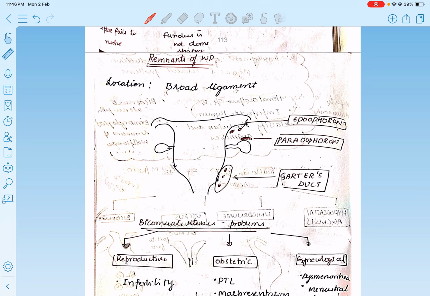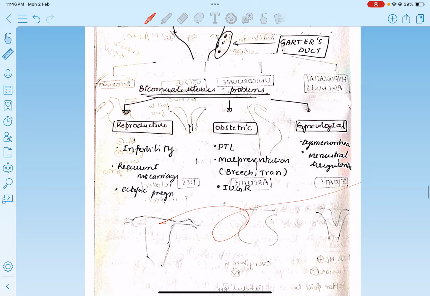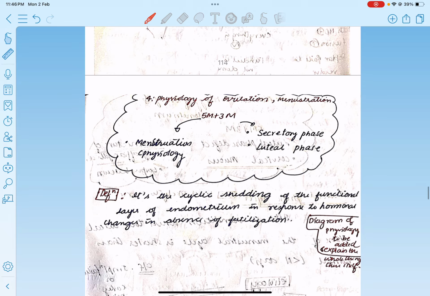Then these are the remnants of the Wolffian duct. This is an important 3 marker which you can remember. That is paroophoron, epoophoron, and Gartner's duct. And while writing about the bicornuate uterus, make sure you talk about all the problems. That is reproductive, obstetrics, and gynecology.